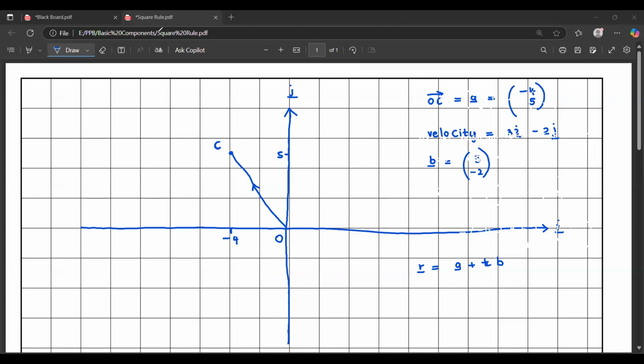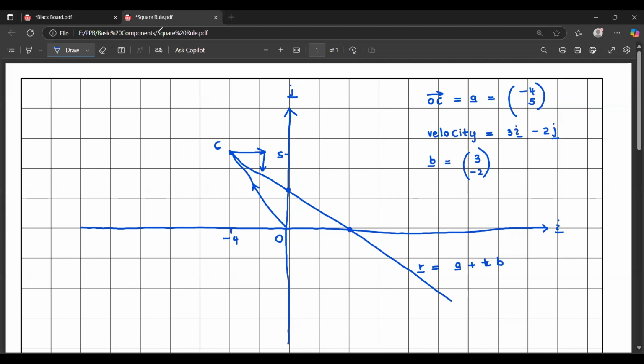Now you can see the particle is moving in this direction by 3i. 3i means it's moving in this direction, and minus 2j means it's moving in this direction. So the particle is moving in a straight line like this, intercepting the j-axis and i-axis at two specific points. We don't know what those points are.